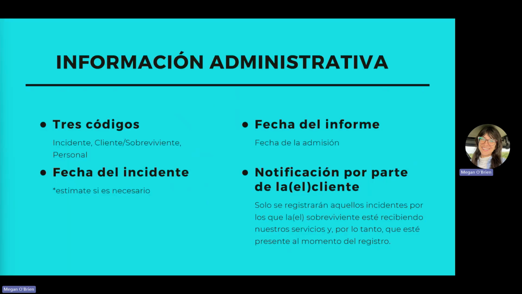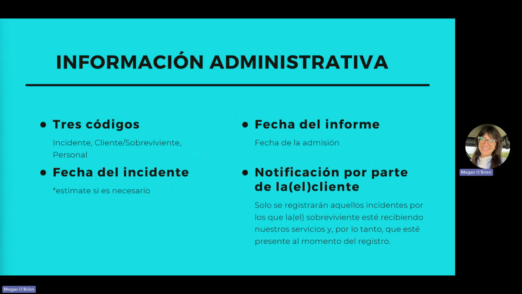First, we're going to talk about the administrative information that we collect. And I started to allude to this when I said that there are no names on the intake form. Instead, we have codes. There's 3 codes that will be recorded: the incident code, the client or survivor code, and then your staff code. I'll go into those codes and how we identify and create them further into this session.